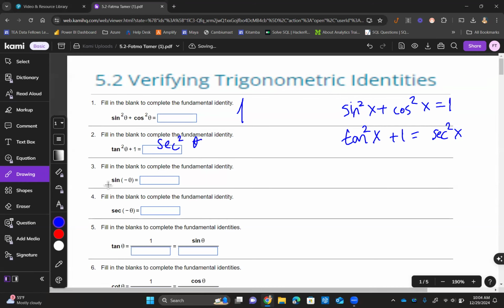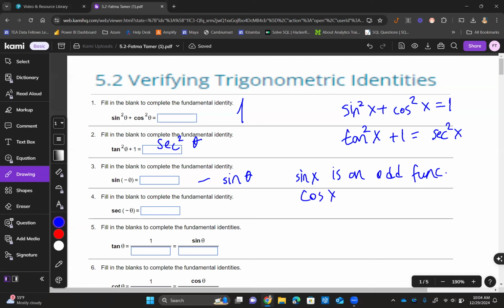For the third question, sine is an odd function. So sine of negative theta will always be equal to the negative of sine of theta, because sine x is an odd function, and for all odd functions, when you change your input from x to negative x, they will generate a negative output, the opposite of the original output.